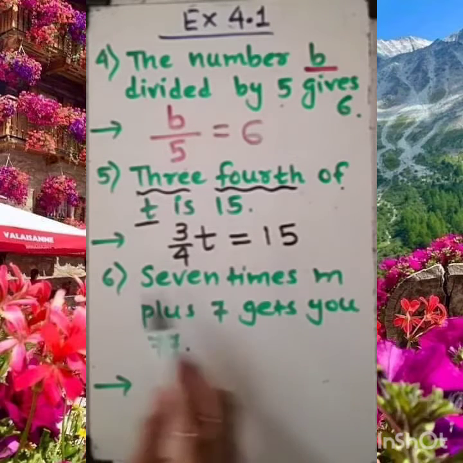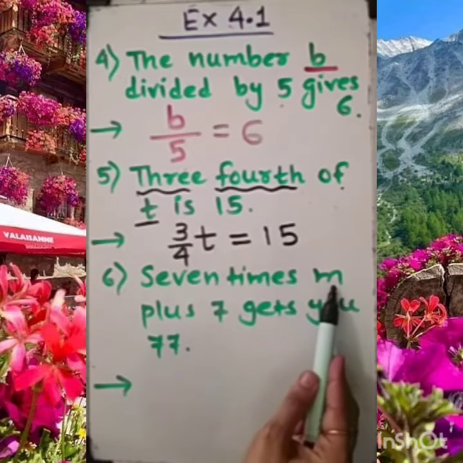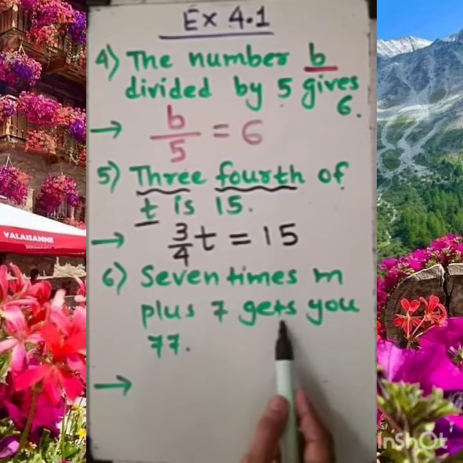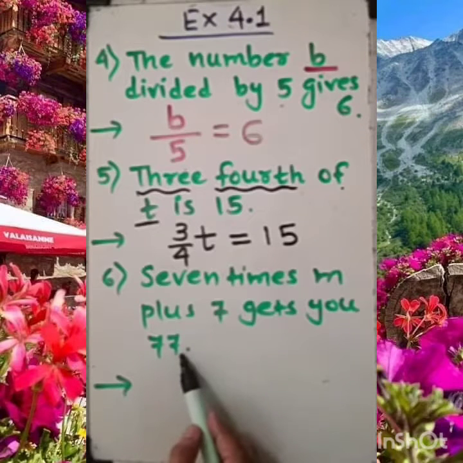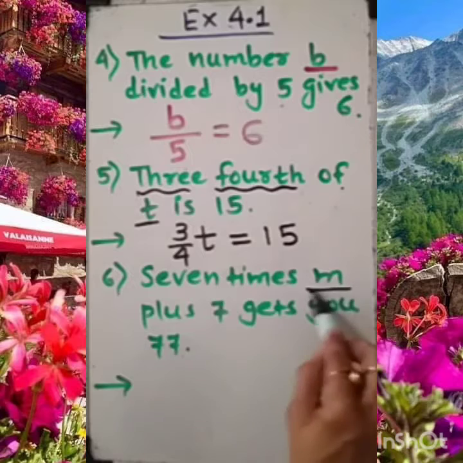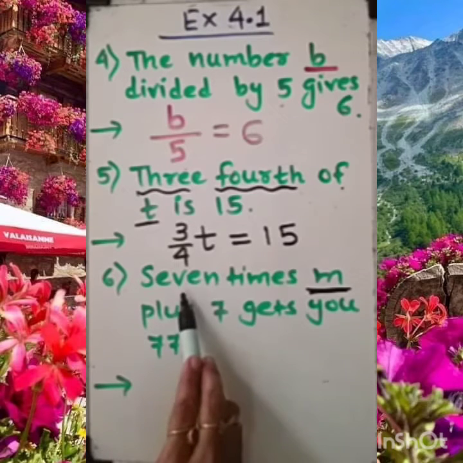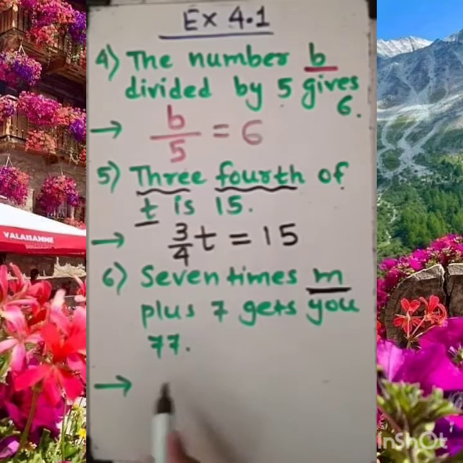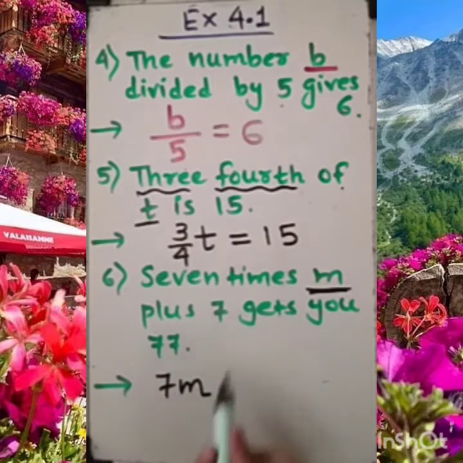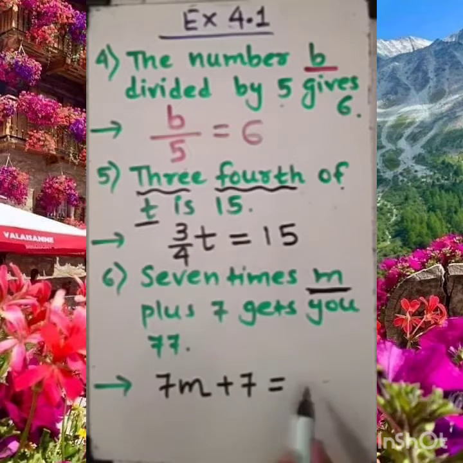Sixth now, 7 times m plus 7 gets you 77. Here m is the unknown variable. Try to understand, 7 times m is 7m, plus 7. So I am writing plus 7. That gets you 77. So our equation will become 7m plus 7 equal to 77.